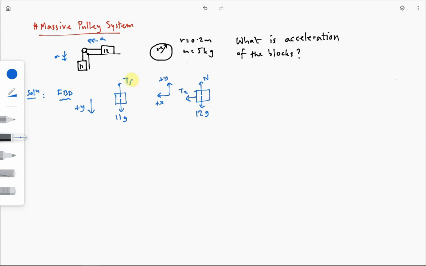This is the consequence of having a massive pulley. For a massive pulley, the tension on either side of the pulley will be different. Therefore, we labeled it as T1 and T2. Why will they be different? Well, let's look at the pulley now.